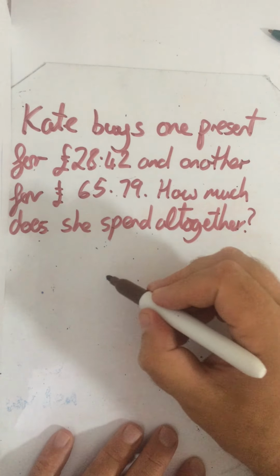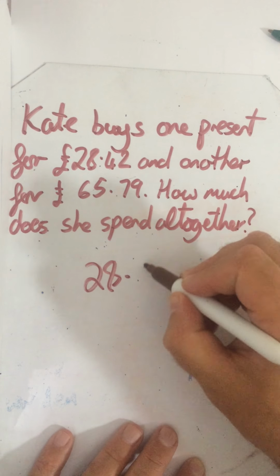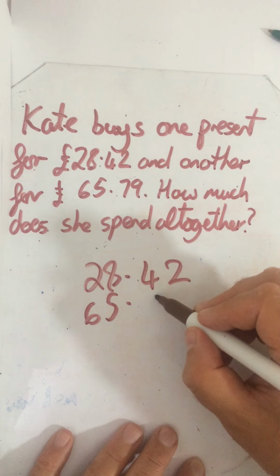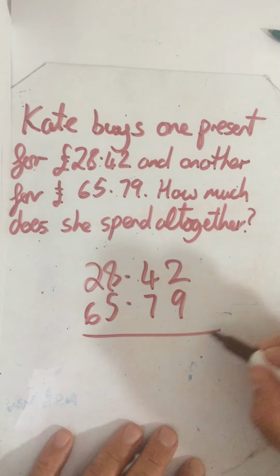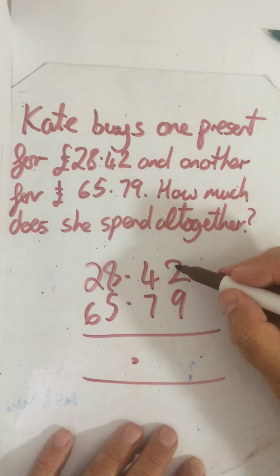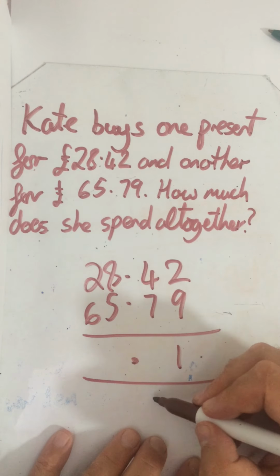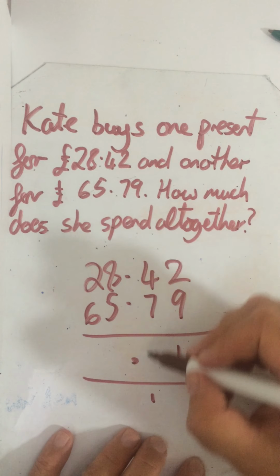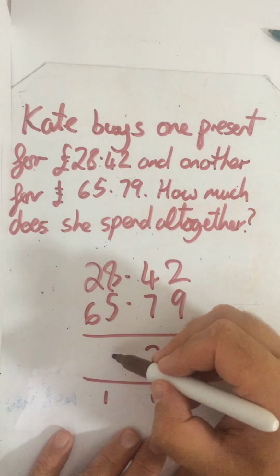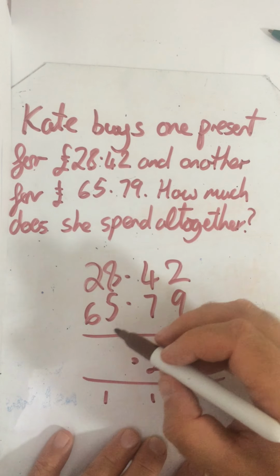So all we have to do is our written method. Remember, because we're doing money as well, this is usually quite straightforward. Let's put a decimal point. 9 plus 2 is 11. 1, carry the 1. 7 and 4 is 11, and 1 is 12. 8 and 5 is 13, and 1 is 14.